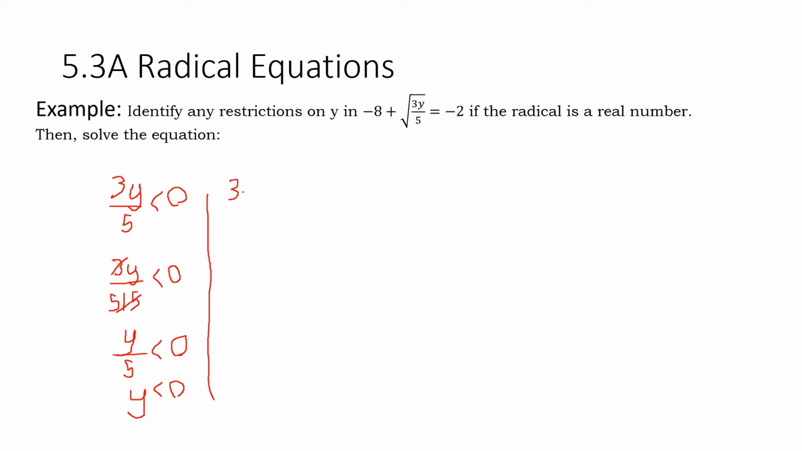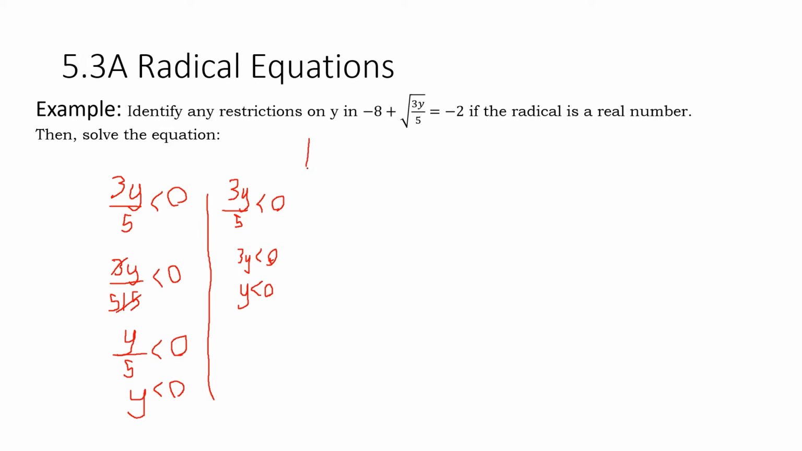Let's multiply both sides by 5 first. This is the route most people would take. I do like doing math in weird ways because I'm like that. So multiply both sides by 5 and you would have 3y is less than 0. 0 times 5 is 0. And then divide both sides by 3. 0 divided by 3 is 0. So y can't be less than 0.